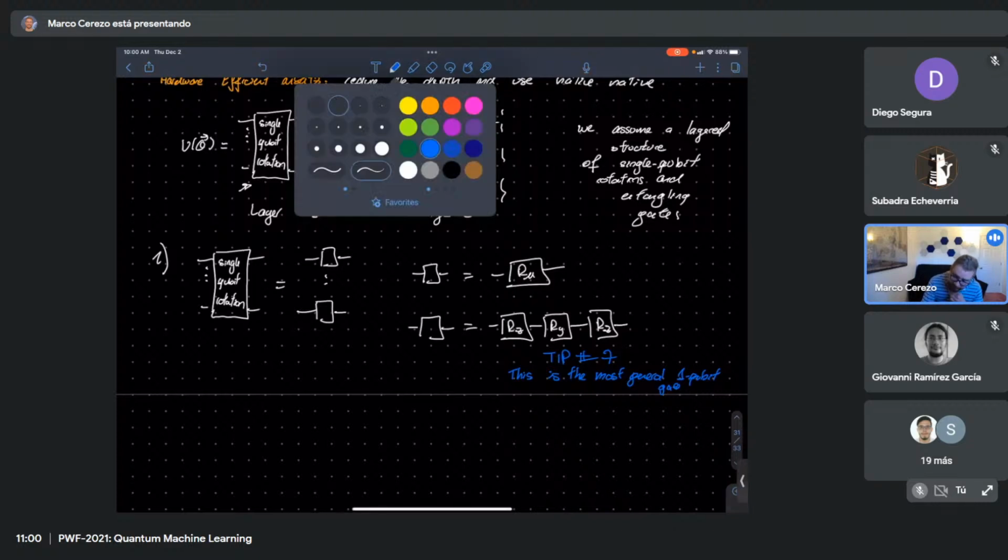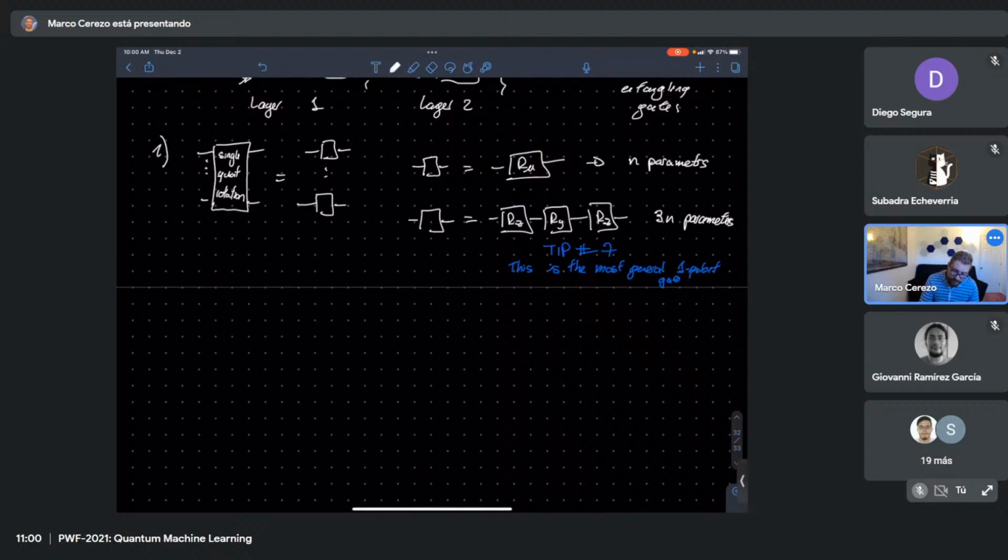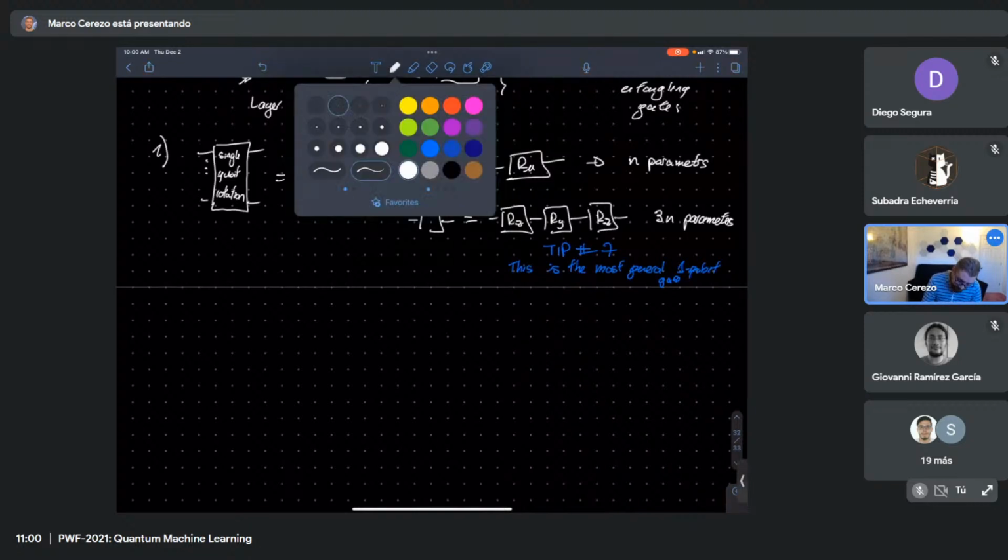So how many parameters would we have if we use this right here? We have 1 parameter per qubit. So each layer of single qubit rotations would give me n parameters. Here we would have 3n parameters. So we have more expressivity in my circuit, but I also have more parameters to train, right? So that's rather easy to solve.